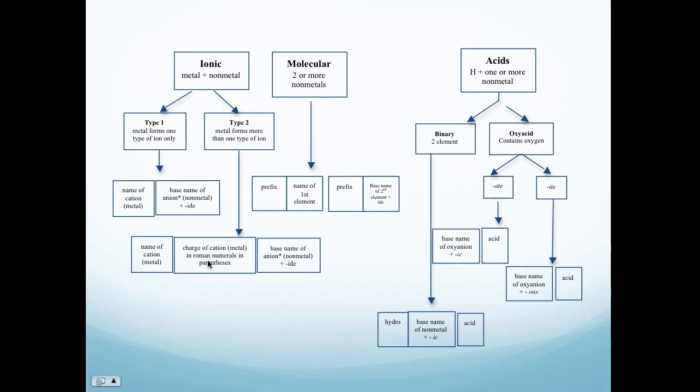And what you'll do is you'll drop the ending and you're going to add IDE to the end. So fluoride, chloride, bromide, iodide. So we have that for the type 1 ionic compounds.